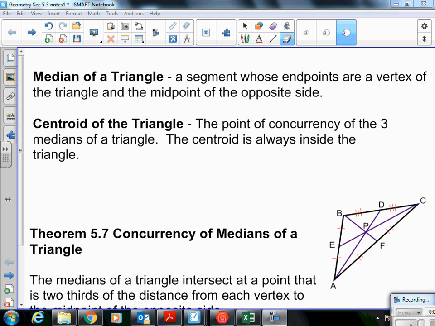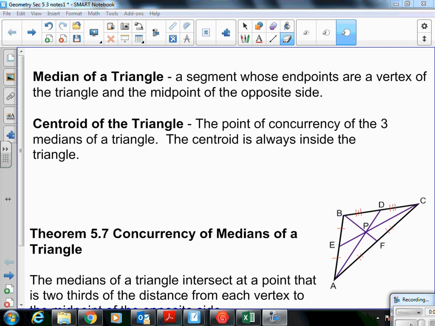Alright, so today we are looking at section 5.3, which gives us some more special segments or lines that we can draw into a triangle, and some additional points of concurrency that go along with those. If you remember, a point of concurrency is the point where three or more lines intersect at the same spot.